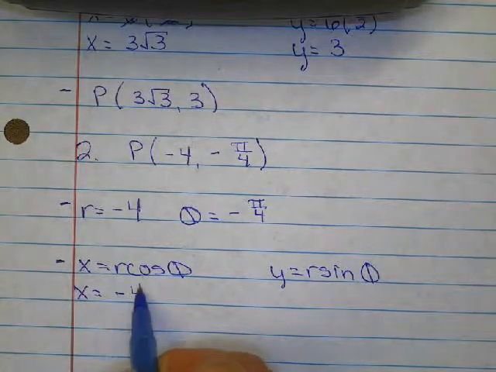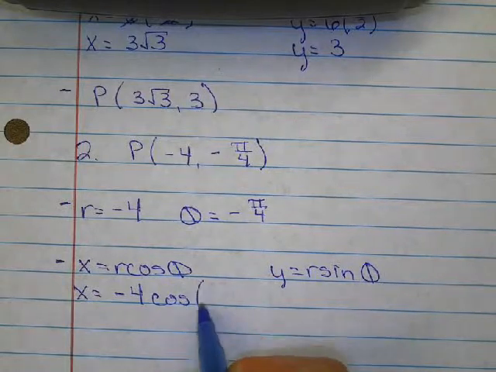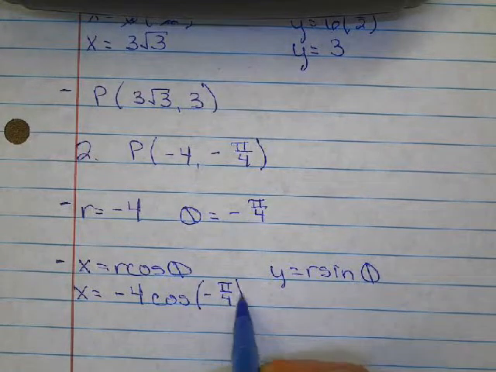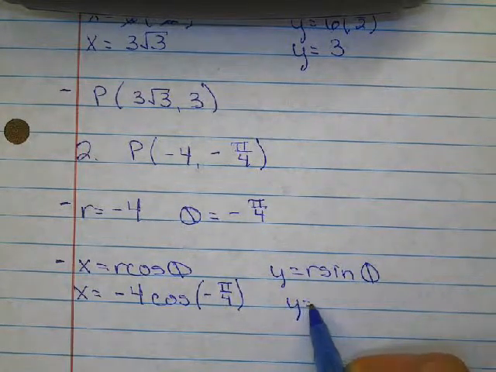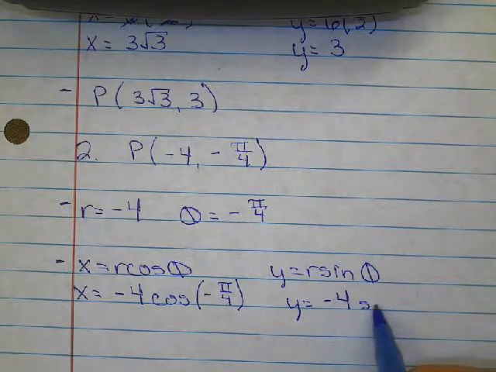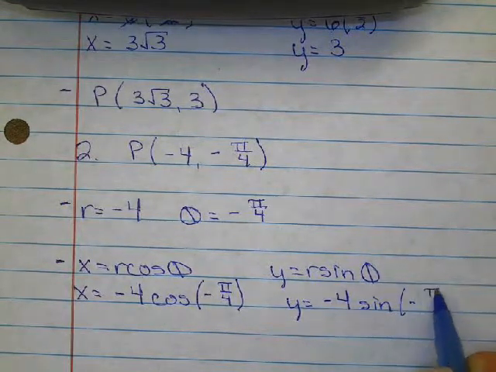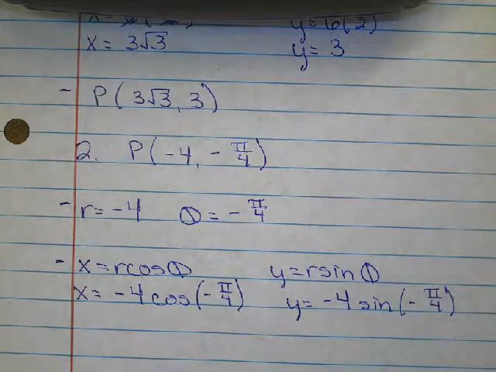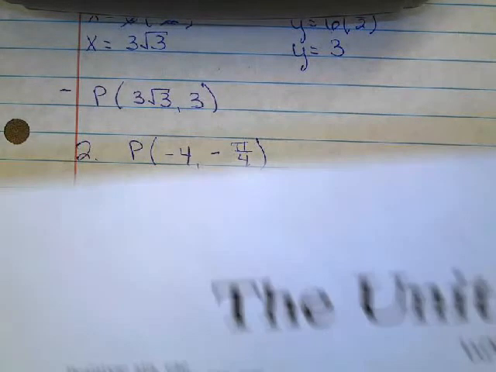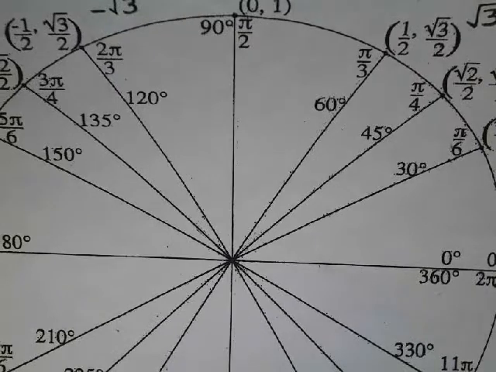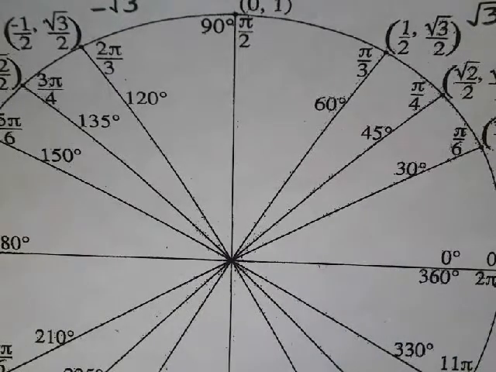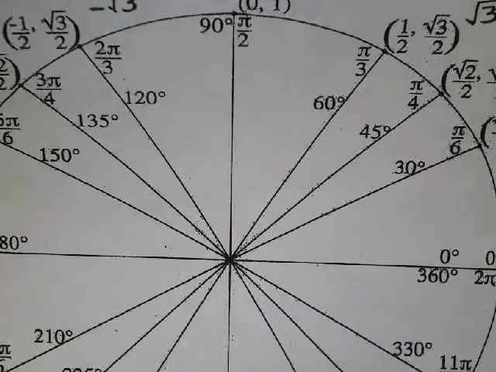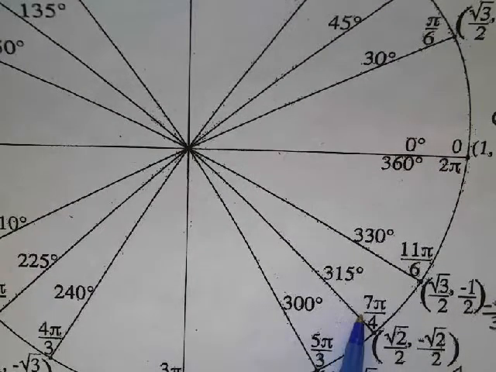So x equals negative 4 times the cosine of negative pi over 4, and y equals negative 4 times the sine of negative pi over 4. Again, now we go to our unit circle. Remember, negative means we go clockwise, so negative pi over 4 is going to land us over here at the 7 pi over 4 coordinate right here. That's negative pi over 4.